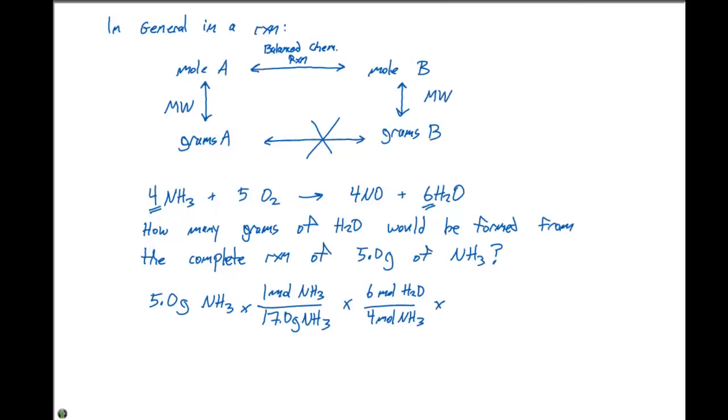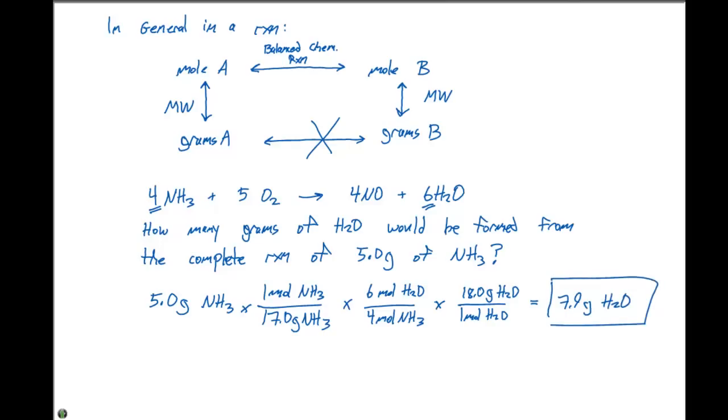The last step is to convert the moles of water to grams of water. So for every 1 mole of H2O, we can add up everything from the periodic table to get 18.0 grams of H2O. This will give us 7.9 grams of H2O.